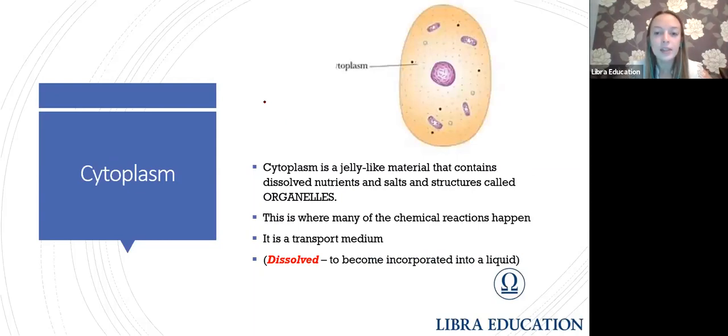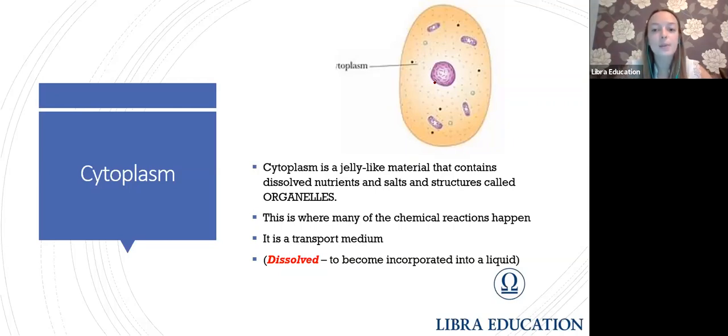Cool. So now we're going to move on to really considering what each of the aforementioned structures actually does in the cell. So first off, we'll begin with cytoplasm. So the cytoplasm is a jelly-like material that contains dissolved nutrients and salts and structures called organelles. So dissolved actually can be defined as becoming incorporated into a liquid. So what this means is nutrients that we need are present in this jelly-like substance, which we find in every animal cell. Also, the organelles that we talked about previously, so your mitochondria, your ribosomes, your nuclei, everything like that can also be found in this jelly-like substance.